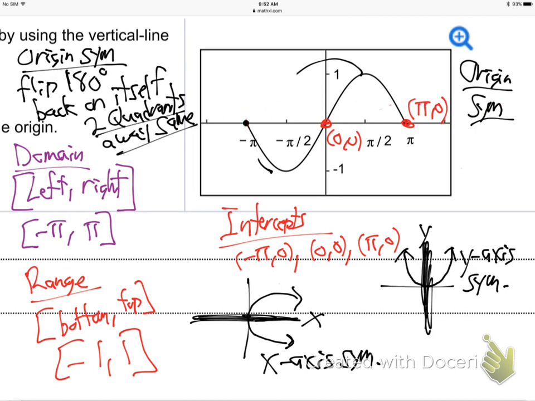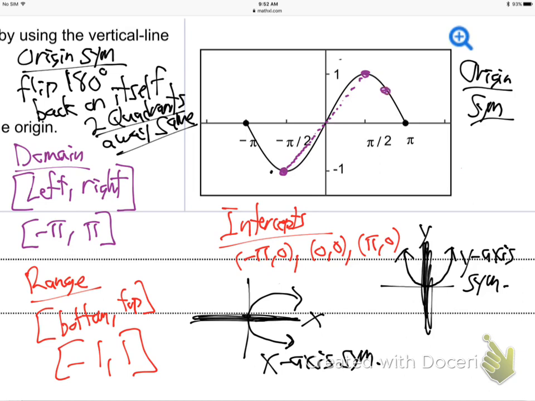Why we call it origin, you might wonder, like, what's the origin have to do with it? It's because if you take any point on the graph, like let me just grab this point, and you go through the origin, same distance other side, you'll find the same point. It's all reflected through the origin.